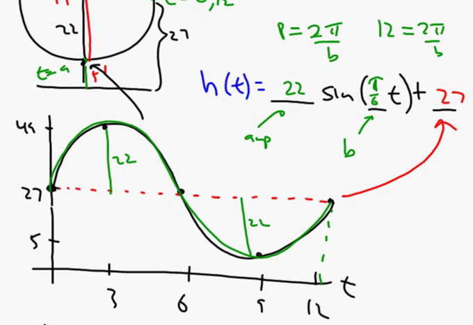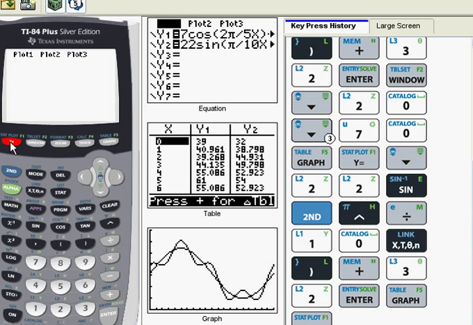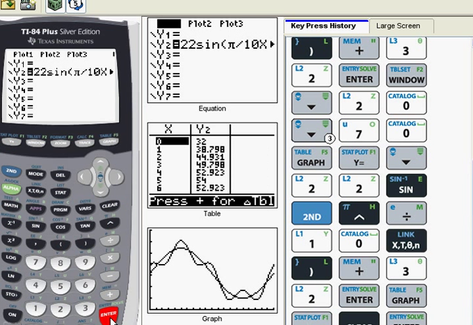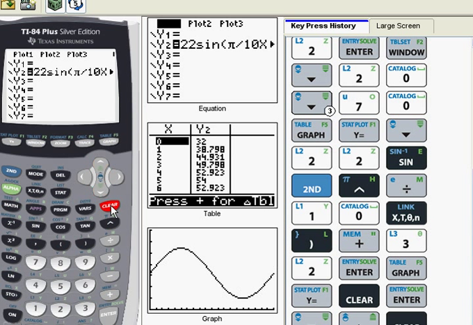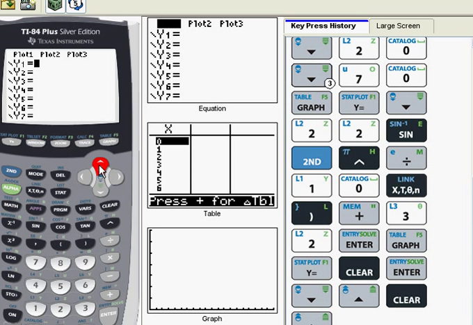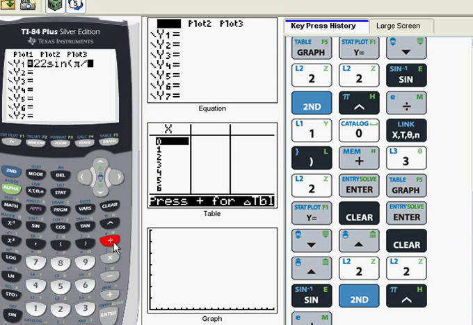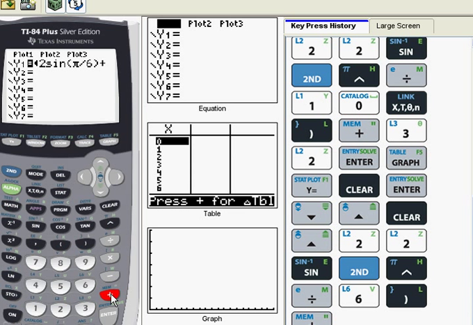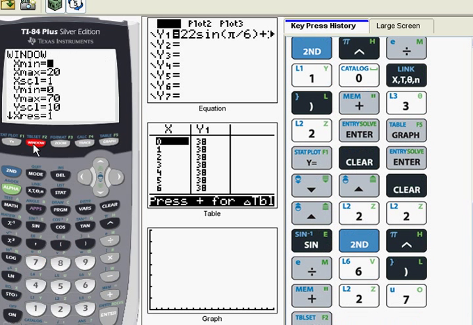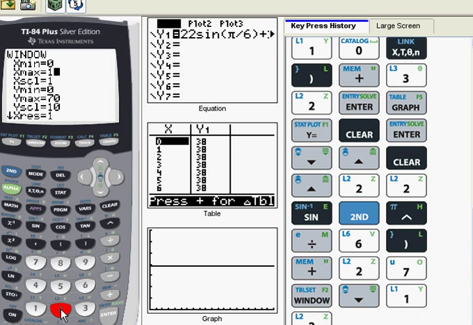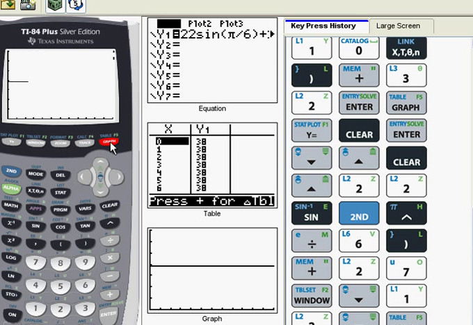If we want, we can graph that and get a look at it. So let's go to y equals. Get rid of any equations that are in there already. Make sure you're in radian mode when you graph these. Our equation was 22 sine of pi divided by 6, close parenthesis, plus 27. Okay, great. We're in radian mode. Let's go to window. 0 to 12 is reasonable, since it takes 12 minutes to get around this Ferris wheel. And the maximum height we reach is, like I said, around 49. We'll leave the Y max at 70. Let's press graph and take a look at this.